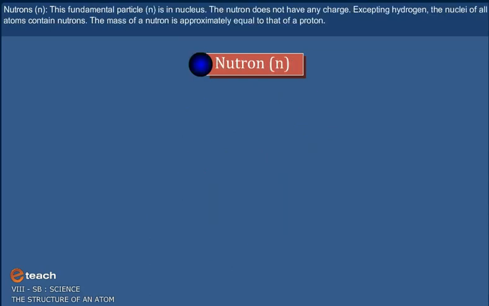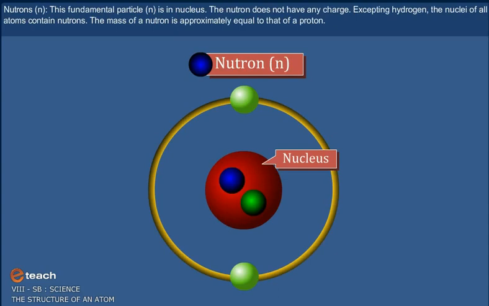Neutron, that is, n. This fundamental particle, n, is in the nucleus. The neutron does not have any charge. Except for hydrogen, the nuclei of all atoms contain neutrons. The mass of a neutron is approximately equal to that of a proton.